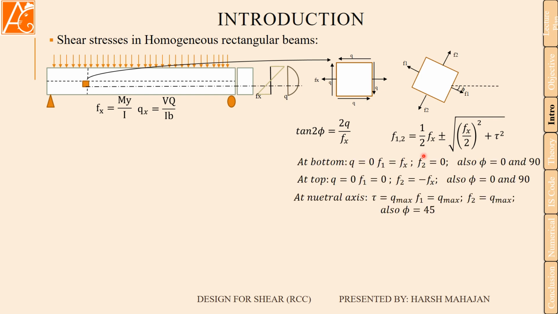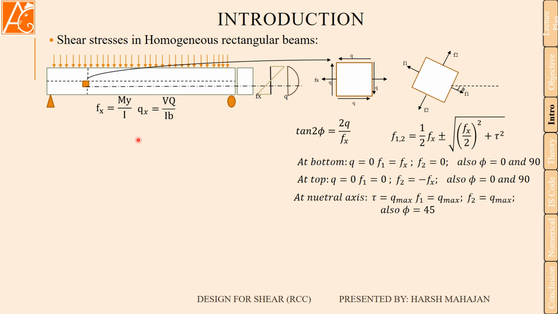Consider this. At the bottom the shear stress will be 0, and F1 equals Fx, which is tensile in nature, and F2, the minor principal, is 0, and if we reduce phi, then 2phi will be 0 and 180 degrees, and phi will be 90 and 0. Similarly at the top, Q is again 0. Now your major principal will be 0, but your minor principal will be negative of Fx, that is compressive, and the angle is again 0 and 90.